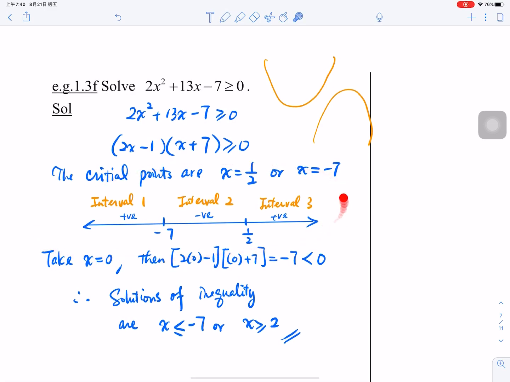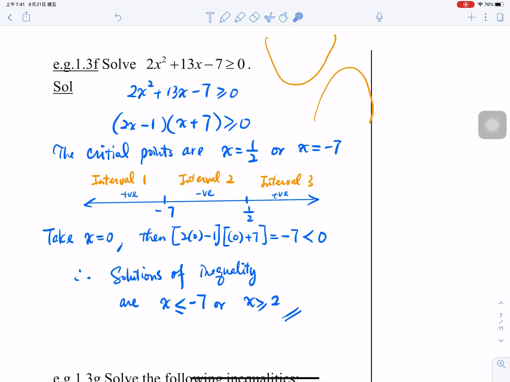So by using the shortcut test method, it can help us to understand which intervals are positive or negative. Substitute a value, maybe the easiest one, for example 0, then you can find that it's negative. If this one is negative, that means the other two sides become positive. Okay.